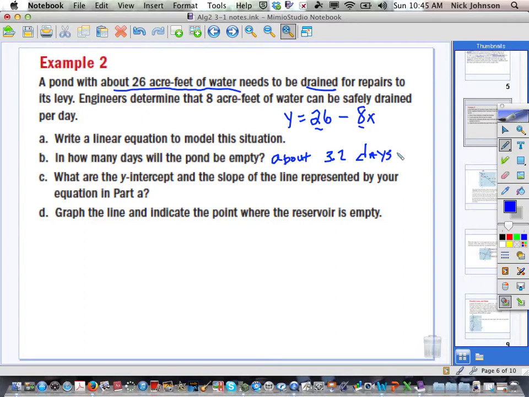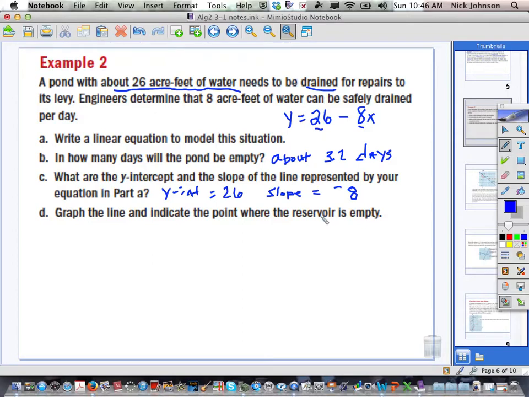Okay, simple. C says, what are the y-intercept and the slope of the line? Well, my y-intercept is where we started, which is 26. My y-intercept is 26, and slope equals negative 8. Don't forget to put that negative in there. We have negative slope because it falls.